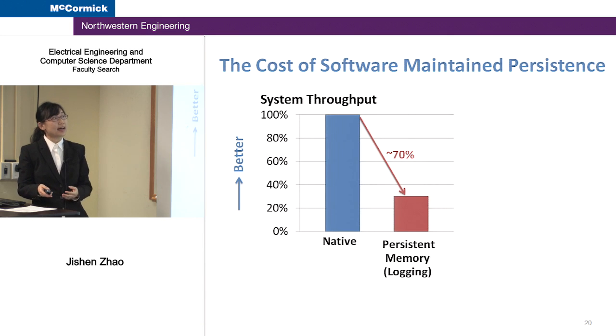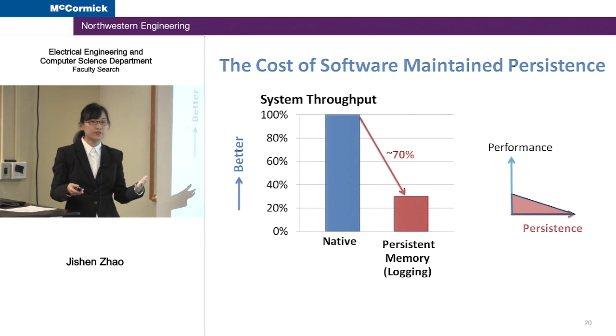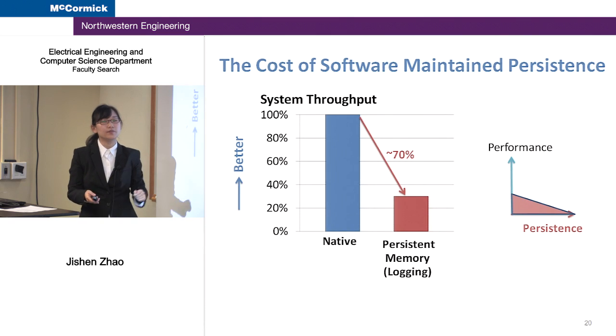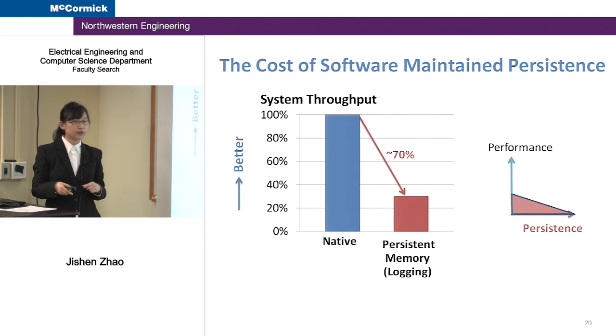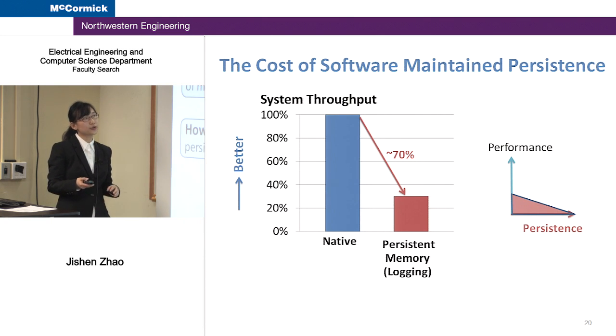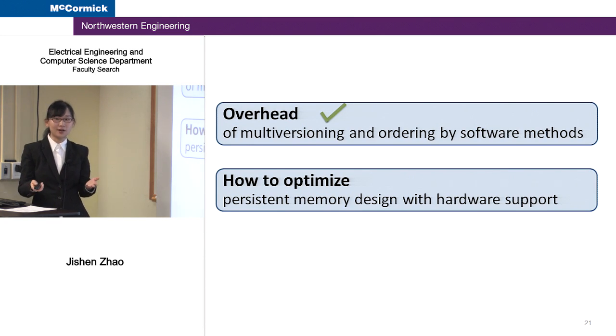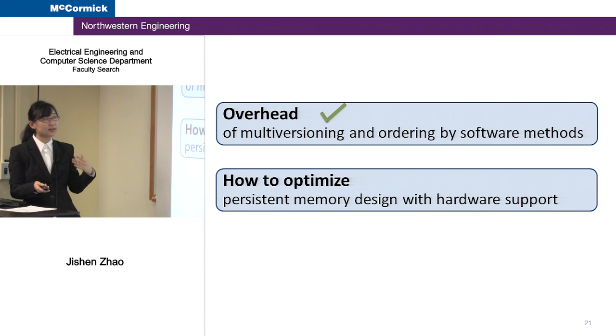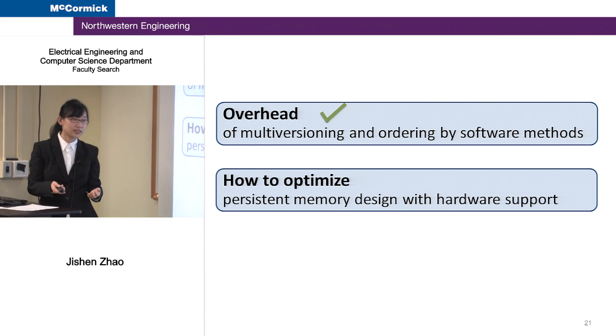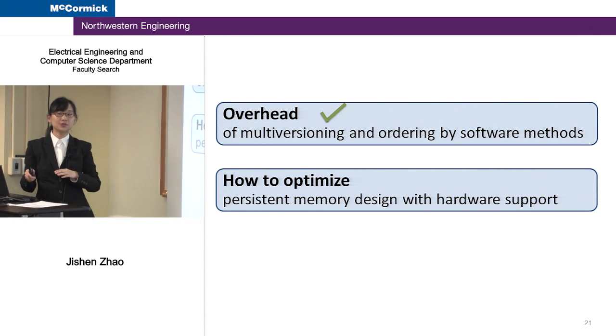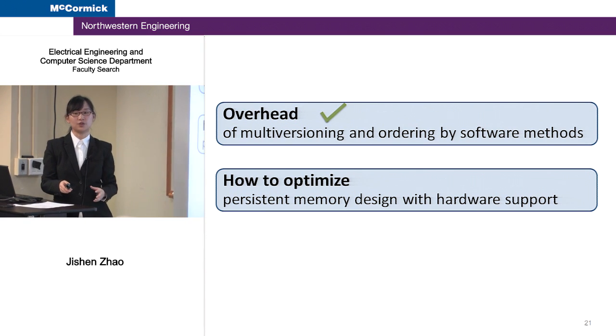What we find is that when we evaluate the system throughput in terms of inserts and deletes, it turns out that previous persistent memory designs result in performance degradation by a great deal. So now we have studied the source of performance overhead of previous persistent memory designs. I'm going on to present how we optimize system performance with hardware support.